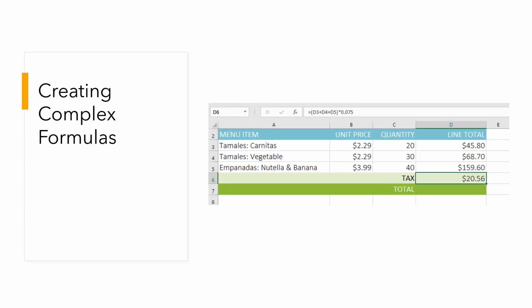Excel follows the order of operations. It calculates everything in the parentheses first. It then is going to multiply it by my sales tax, and then it's going to give me a total of tax for that order of $20.56. So now I know what the total tax was for those 3 line items.